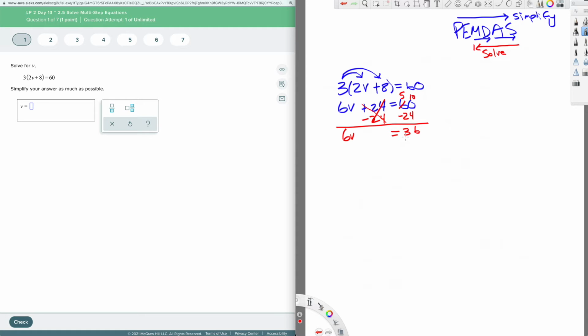Now I can do multiplication division. So I'm multiplying by 6. I'm going to divide by 6 on both sides. 6 divided by 6 cancels out because it becomes 1. So this guy became 0. It was addition, subtraction. This became 1 because it's multiplication division. So this is going to equal 6.